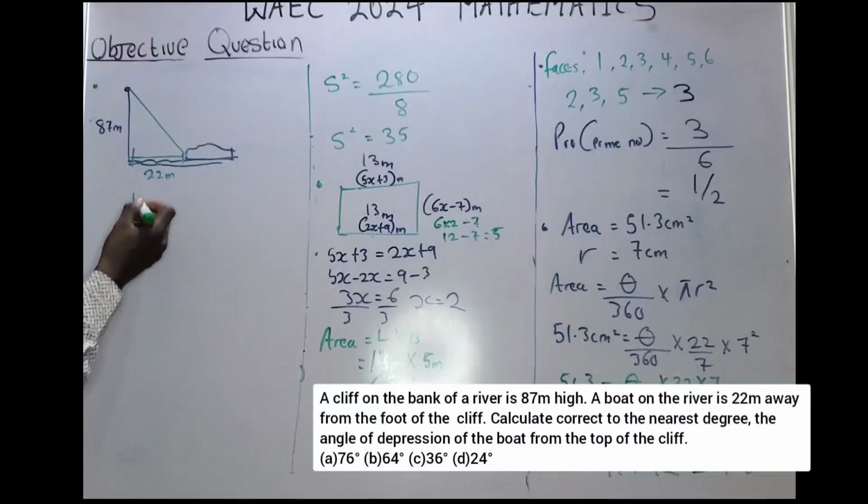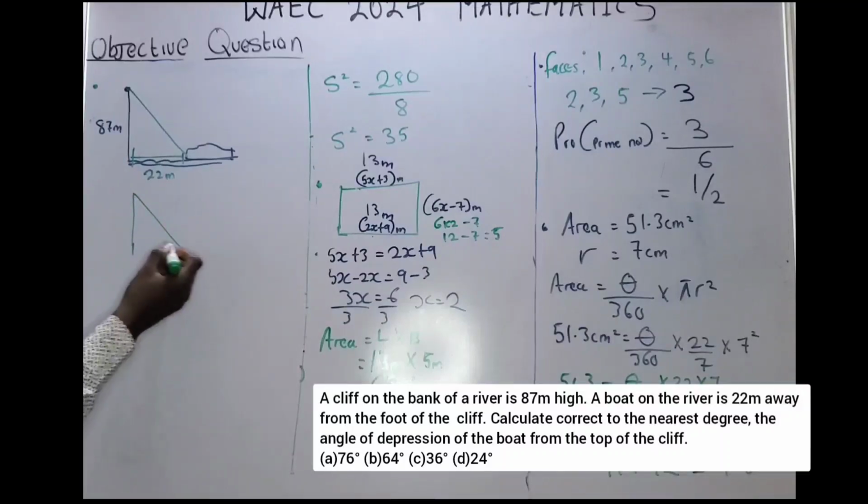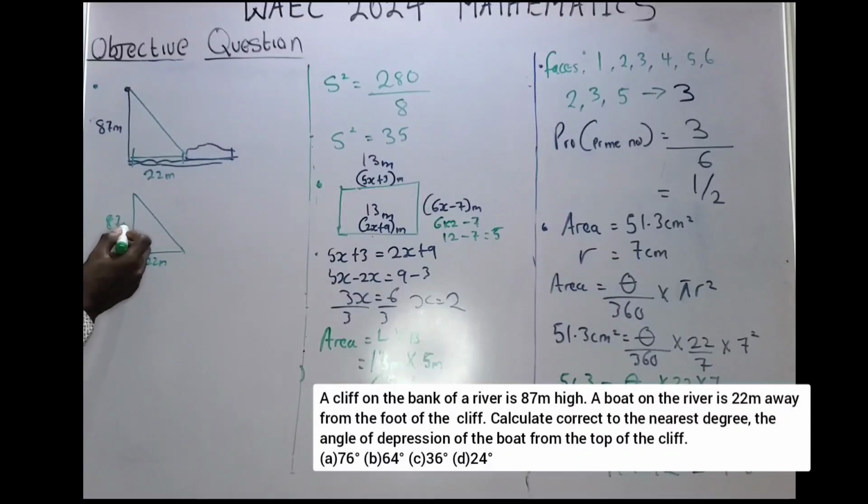Let me bring out the diagram very well so that you can see. This is the diagram, a right angle triangle. We have 22 meters here and we have 87 meters. We have angle theta here. This angle is alternate to this angle. If this angle is theta, this angle will also be theta. You understand? Okay.